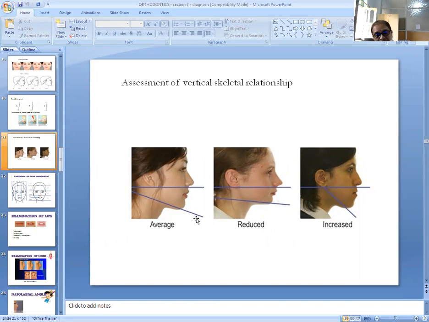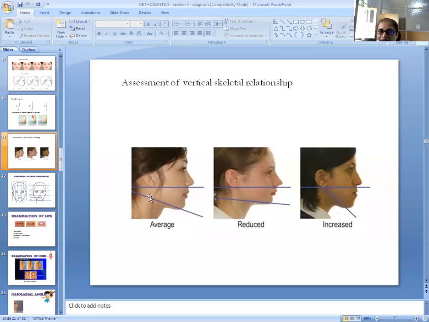If it is nearly parallel to each other, it will be reduced, like this. If the angle is more, it will be increased. What does this indicate? This will indicate the lower facial height. If the lower facial height is more, this angle will be more. Fine. If the lower facial height is lesser, the angle will reduce.